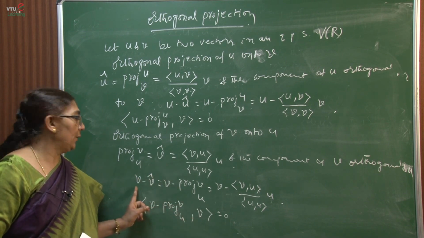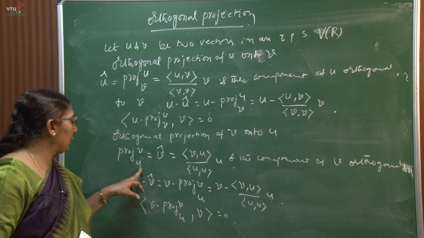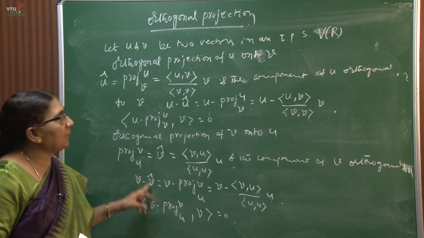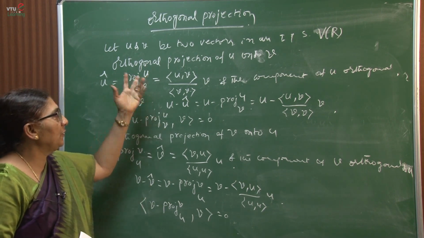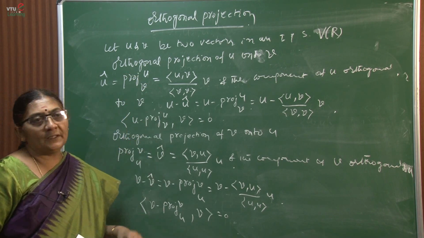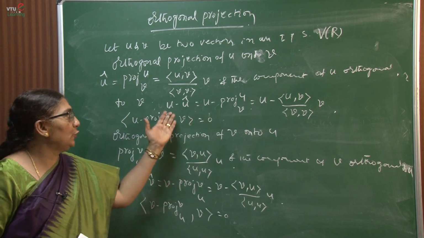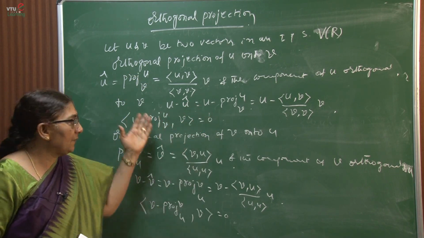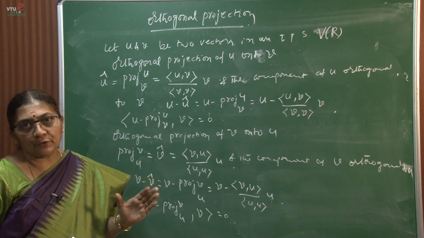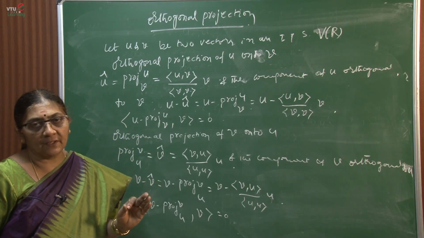It is enough to find out, based on the projection of v with respect to u, v minus v cap. For the projection of u with respect to v, it is enough to find out u minus proj of u with respect to v, or u minus u cap. Now, this is the way to find the orthogonal projection. This is a very important concept.